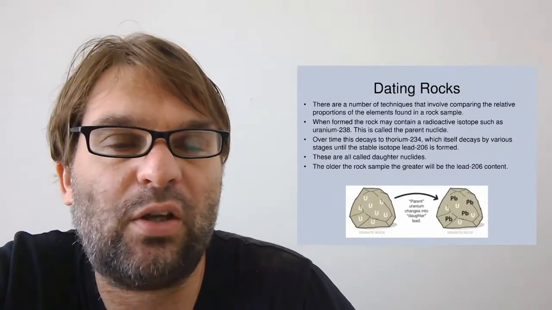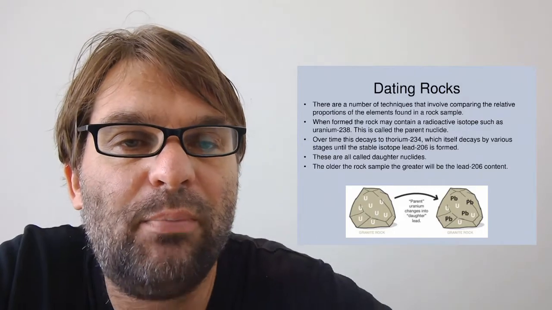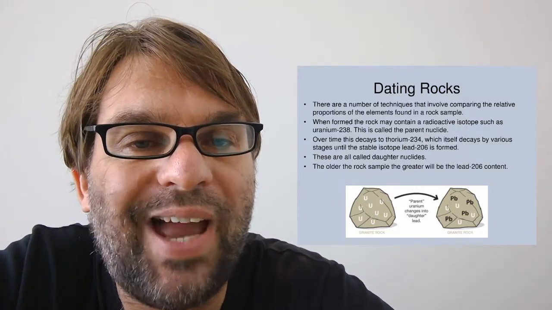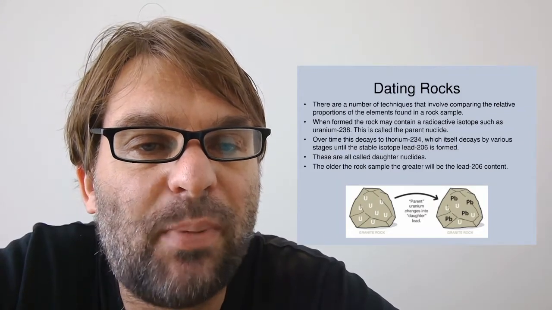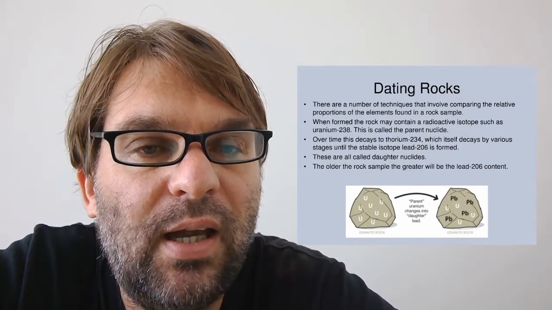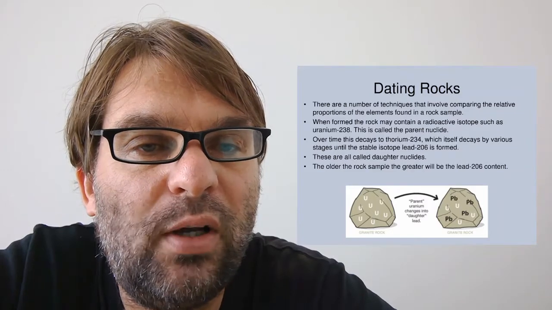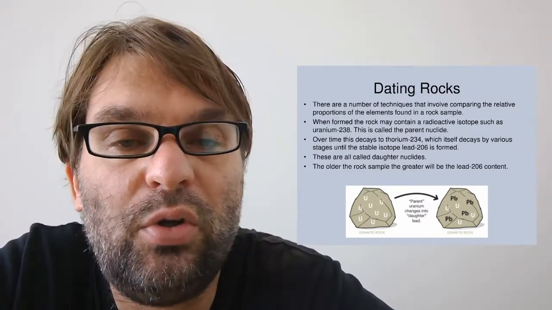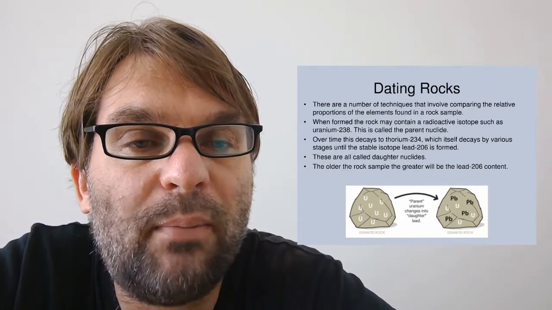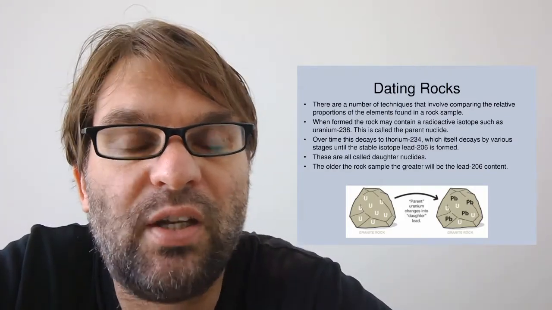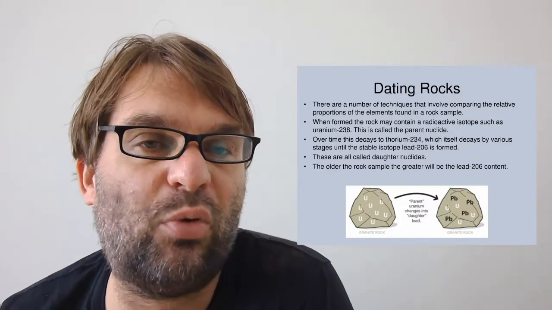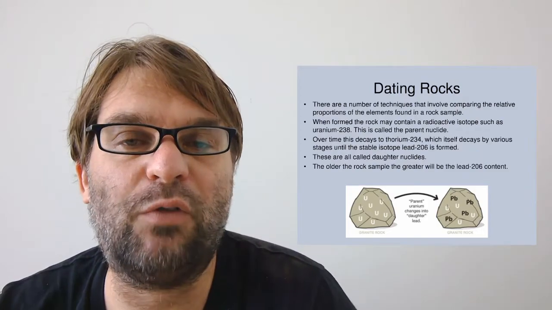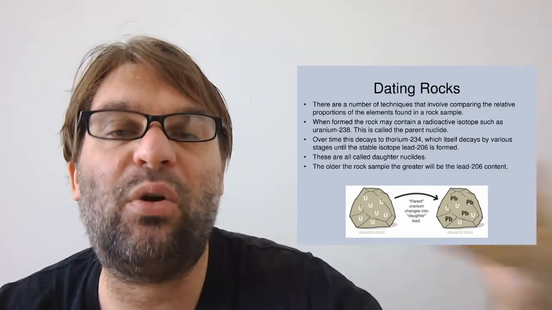The final thing to look at is dating rocks. There are a number of techniques used, but one example is looking at uranium-238 decay. It decays all the way down into lead, through thorium-234, until lead-206 is formed. These are called the nuclides. Older rock samples will have a greater amount of lead content. So you can determine the ratio between uranium-238 and lead to determine the age of the rock, comparing against two standards.